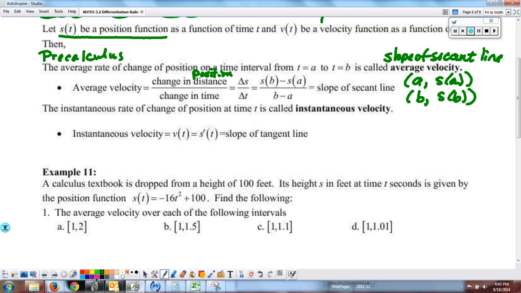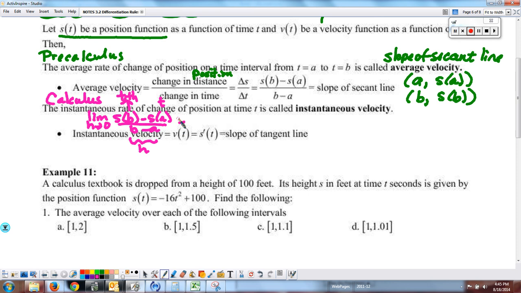The instantaneous rate of change, that's where our calculus comes into play, and calculus is where we're doing the limiting process. We are going to take these average velocities, these slopes of the secant lines, and we're going to take the limit as h goes to 0. So we're going to find the limit of s of b minus s of a all over b minus a. And just remember that b minus a happens to be h, right? Because that's how far apart they were, and b would be your t plus h, and then your t.